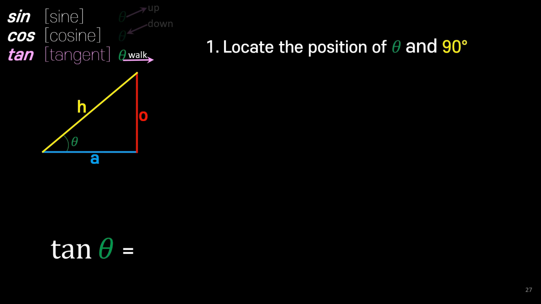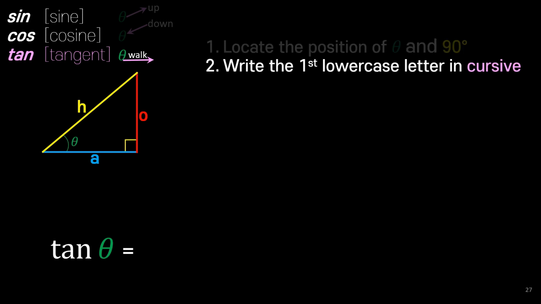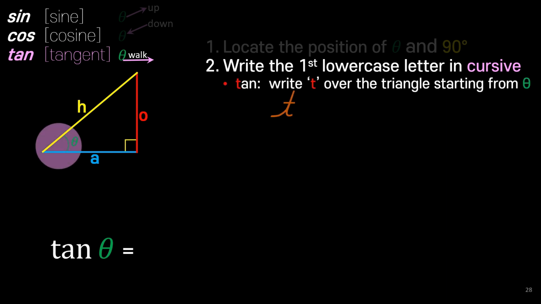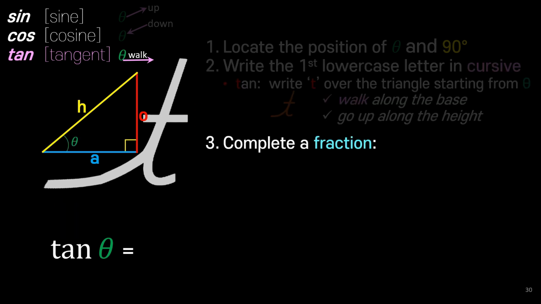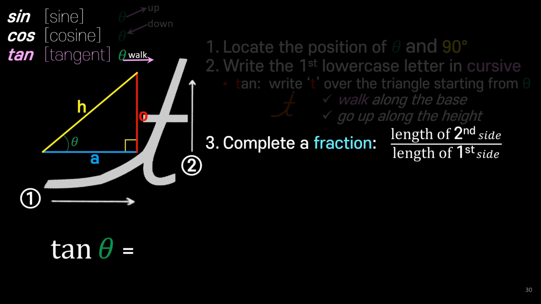This time, tangent theta. First, locate angle theta and the right angle. Then, identify the overall structure of the triangle. Next, write the lowercase letter in cursive. Since we're working on tangent theta, write the lowercase letter t in cursive style over the triangle, starting from angle theta. First, walk along the base, and then go up along the height. Next, complete a fraction. Place the first side you encountered in the denominator, and the second side in the numerator. Now, what is the value of tangent theta? A, O.